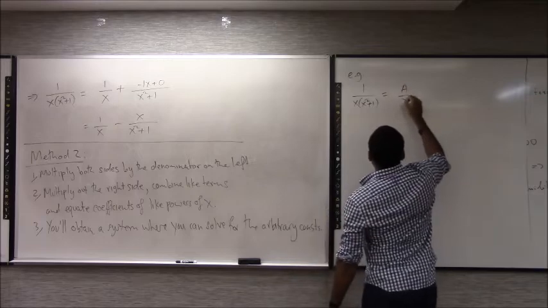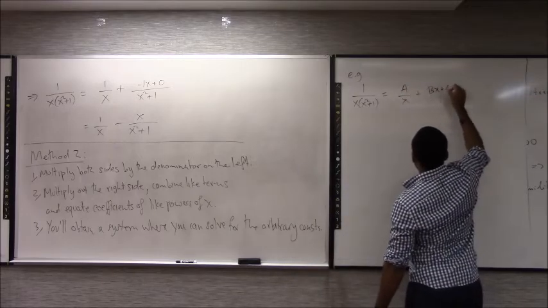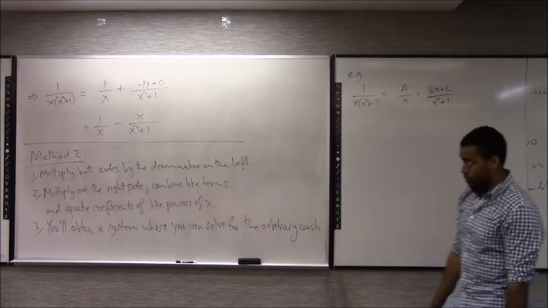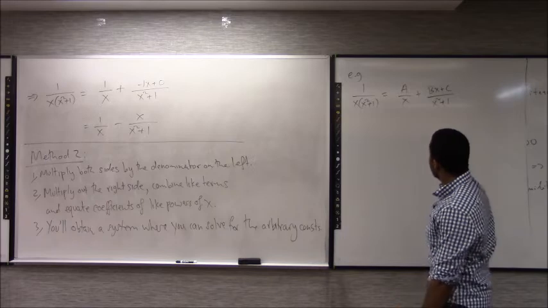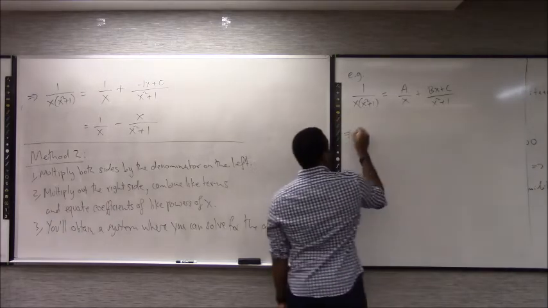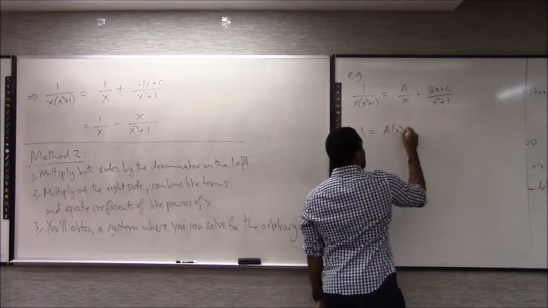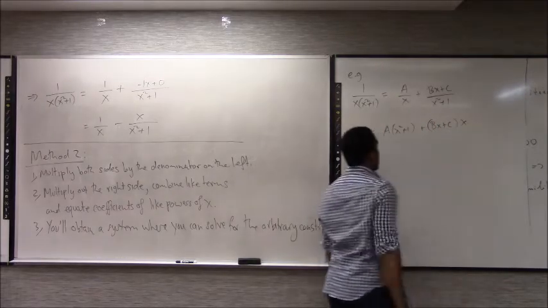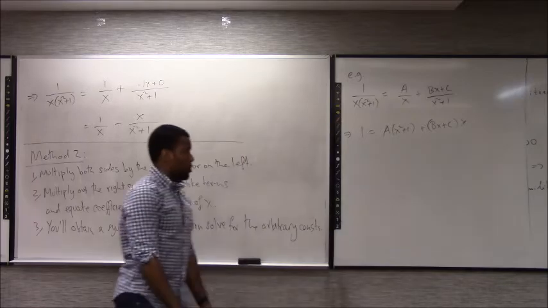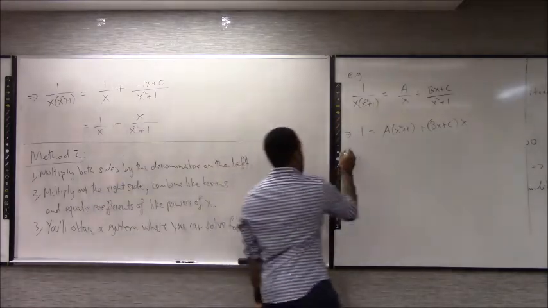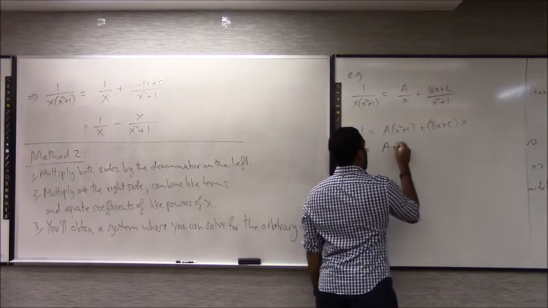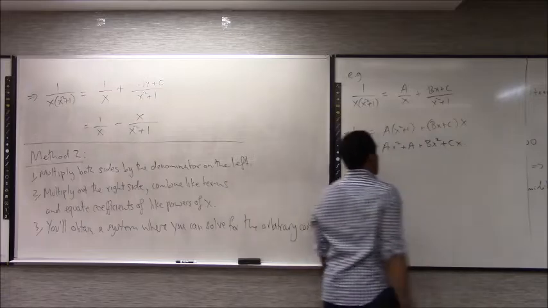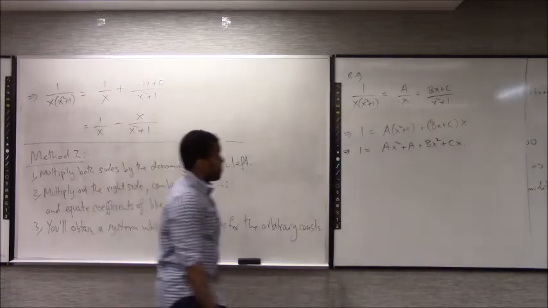We know that this will break up into Ax plus B over x plus C over x squared plus 1. This means that 1 is equal to A times x squared plus 1 plus Bx plus C times x. Now at this point, I'm going to multiply out the right side, and I'm going to combine like terms.